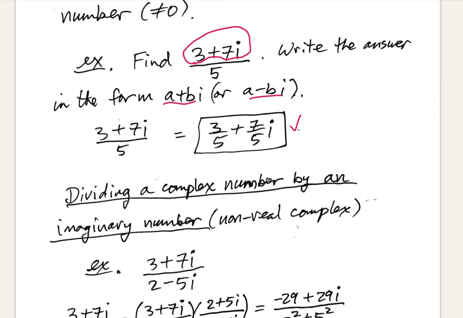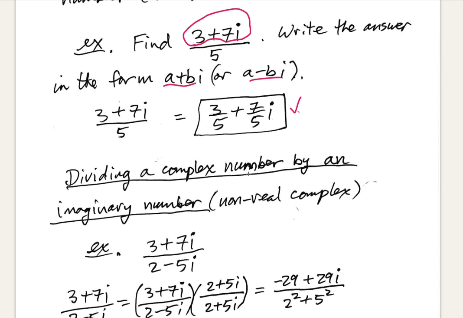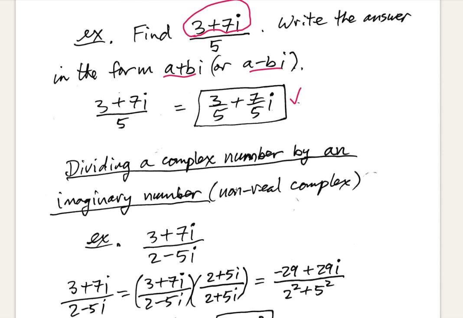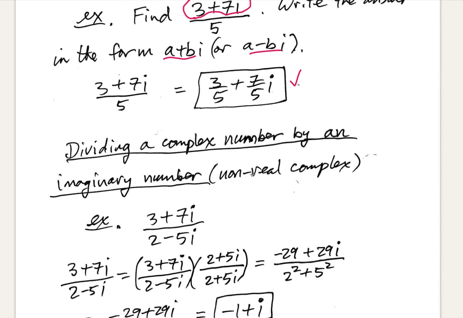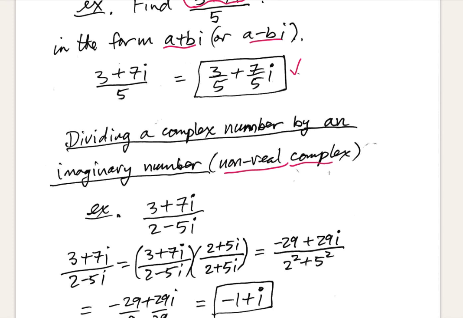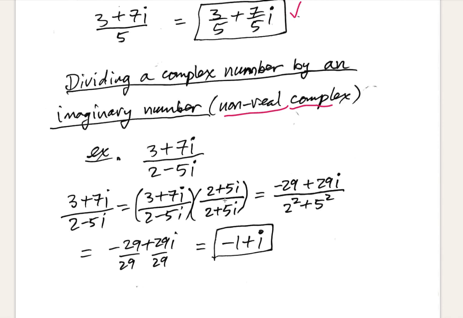Now keep this in mind because we're going to actually use this little factoid in a minute. Dividing a complex number by an imaginary number, and what I mean by imaginary number is a non-real complex number, a complex number with a non-zero imaginary part. Well, let's just take this example. Suppose I go 3 plus 7i divided by 2 minus 5i. Now you need to remember this trick because you're going to get tested on it.